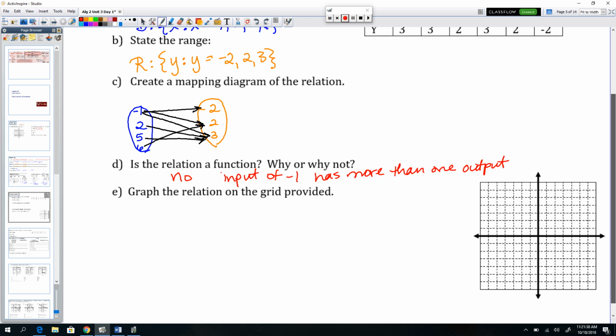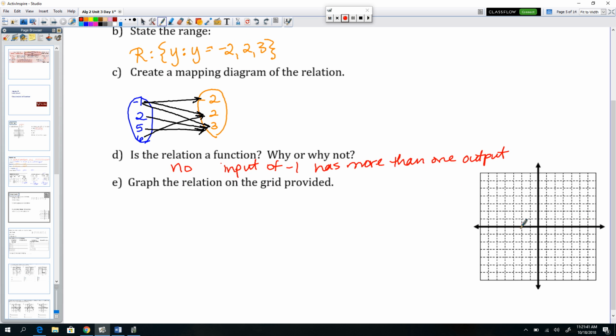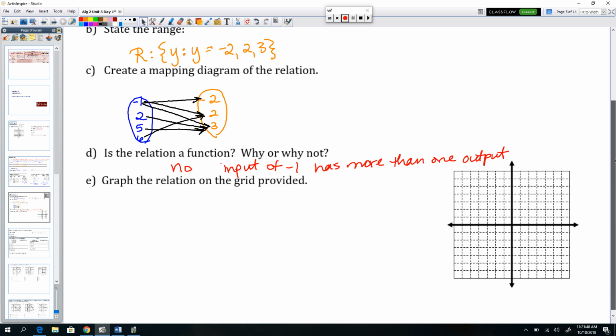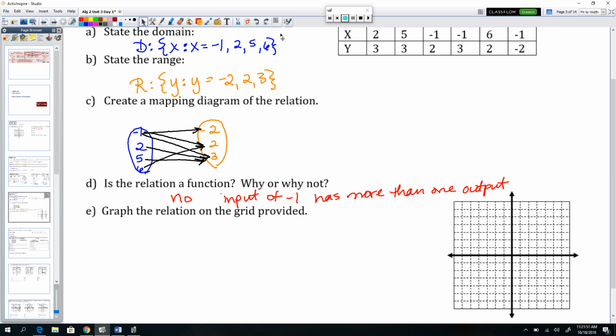Now, one more way we want to illustrate this relation is by plotting it on a grid. So let's plot this on this grid here. You'll just have the points plotted on the grid. So you'll put a point for each coordinate. So 1, 2, that's your first one. 5, 3, that's your second one. -1, 2, -1, 3, 6, 2, and -1, -2.